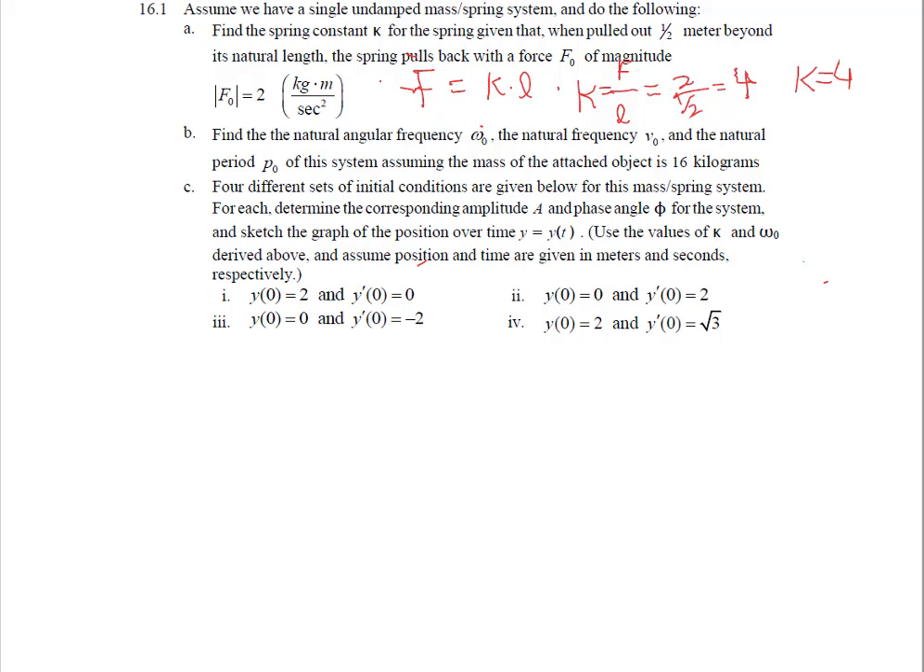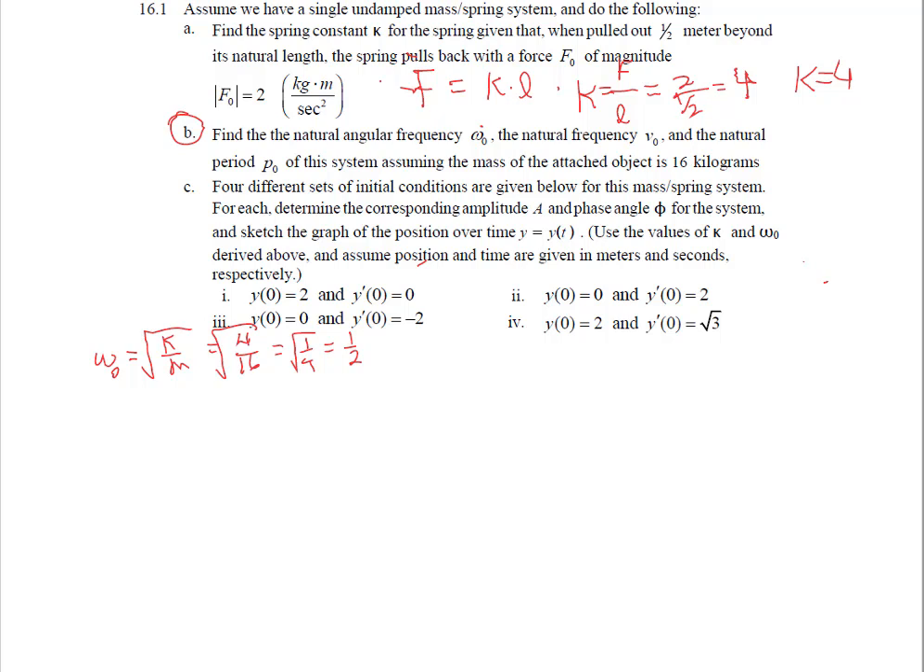Now in the B part, all of these are in the formula that I gave you on the PowerPoint. We know that omega naught is the square root of kappa divided by m. And we just determined that kappa was 4. We're given m as 16. So the square root of 1/4 would come out to be 1/2. So that's our omega naught.